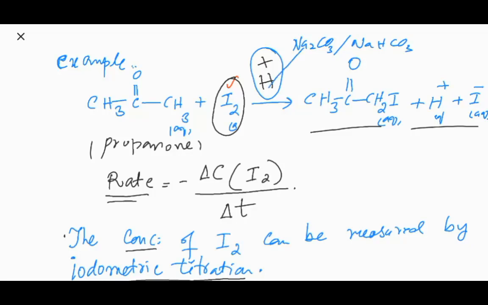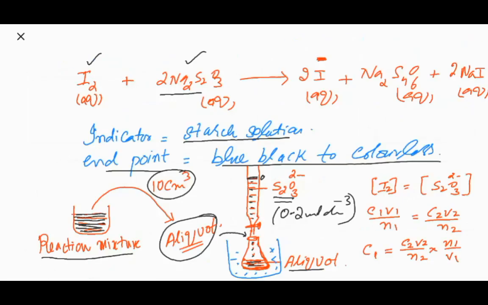It will remove this acid, because acid reacts with carbonates to form salt, water, and carbon dioxide. So we can remove acid from this reaction by adding a small amount of sodium carbonate or sodium bicarbonate. As a result, the reaction between propanone and iodine will not take place further. So we can stop this reaction by adding sodium carbonate or sodium bicarbonate. Here, sodium carbonate or sodium bicarbonate is a quenching agent. So that is called a quenching agent.